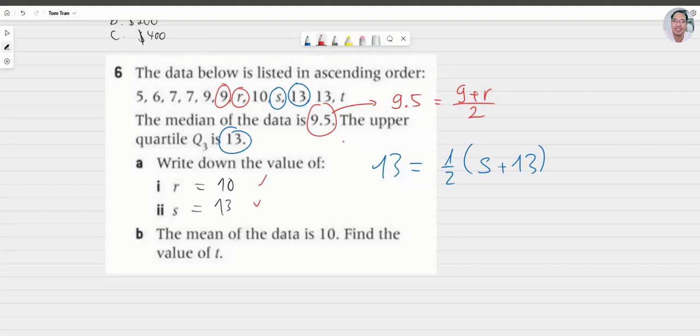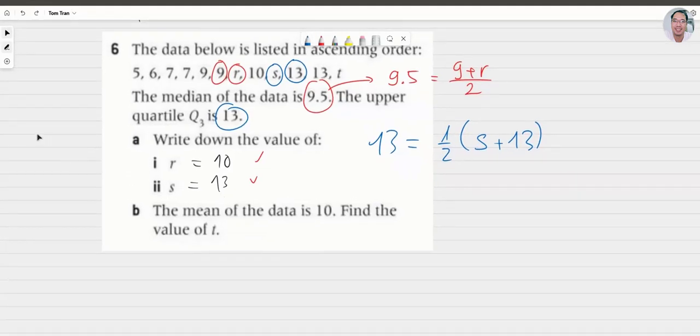And finally, the mean is 10. Calculate T. Just add all the values and then divide by the number of values, which is 1, 2, 3, 4, 5, 6, 7, 8, 9, 10, 11, 12. 12 values. Adding all those values and dividing by 12, we get the mean, which is 10. So we need to find T. Please write the whole solution. 10 times 12.